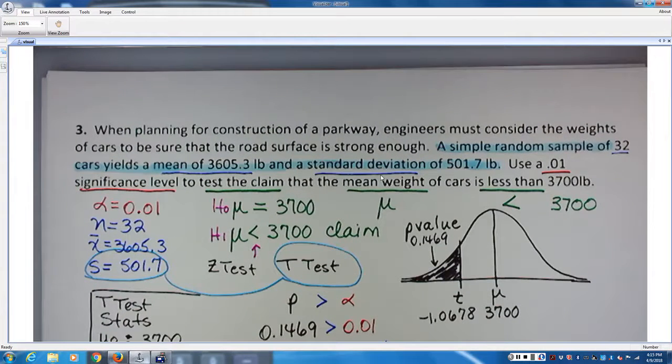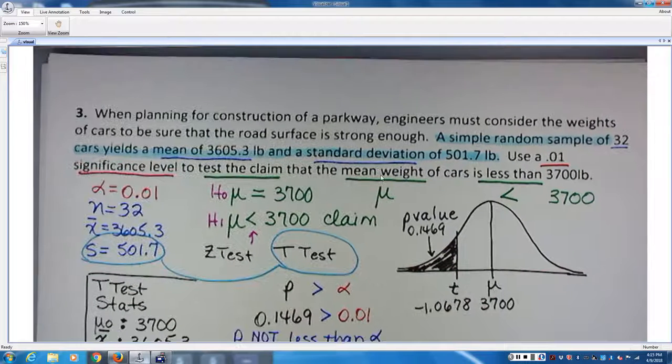Now I want to back up for a minute. This is not actually part of the problem, but it gets to the idea of interpreting. So we have, the evidence doesn't support that claim. When they planned the construction of the parkway, they need to be sure the road surface is strong enough. Apparently, the strength that they need is for the cars to weigh 3,700 pounds or less. Or actually to weigh less than 3,700 pounds. If that's what they need to have in order for the road surface to be strong enough, does their sample tell them that they met their criteria?